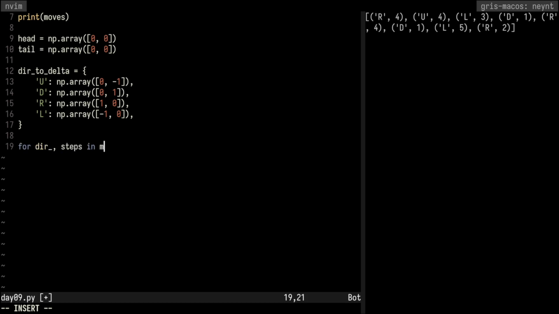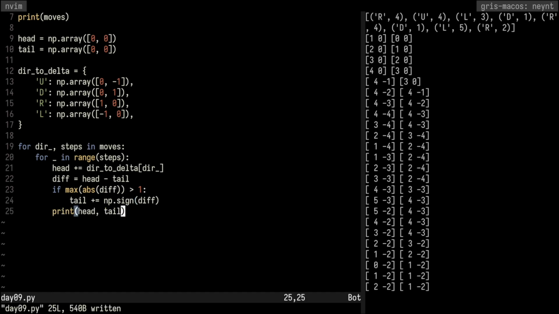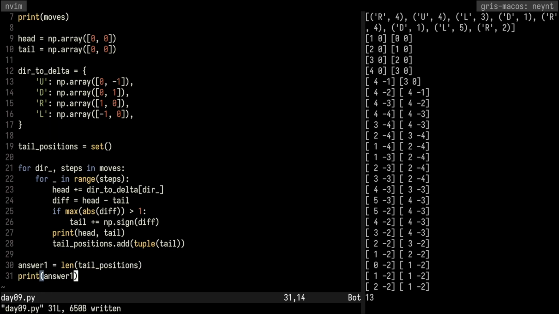For each movement of the snake's head, we compute the difference between the head and the tail. If they are no longer touching, then we move the tail in the direction of the head. We keep track of the set of positions the tail has been in. And the answer to part 1 is the number of unique tail positions after following all the instructions.